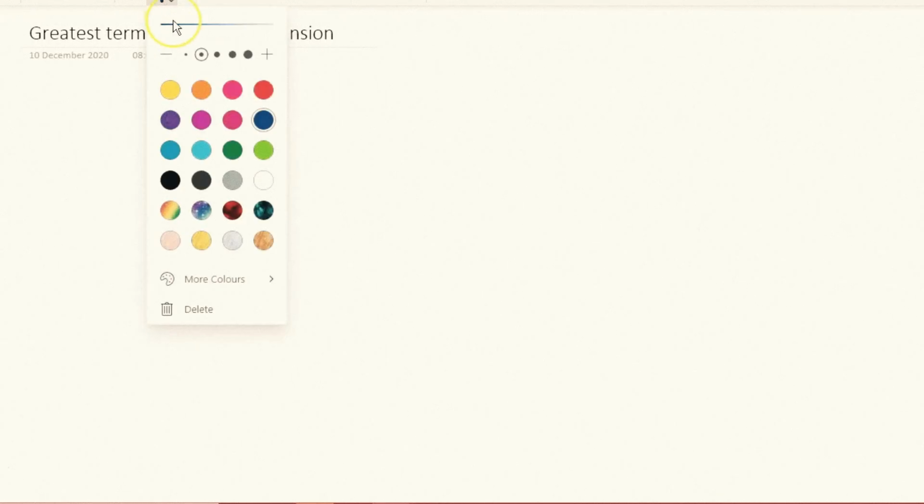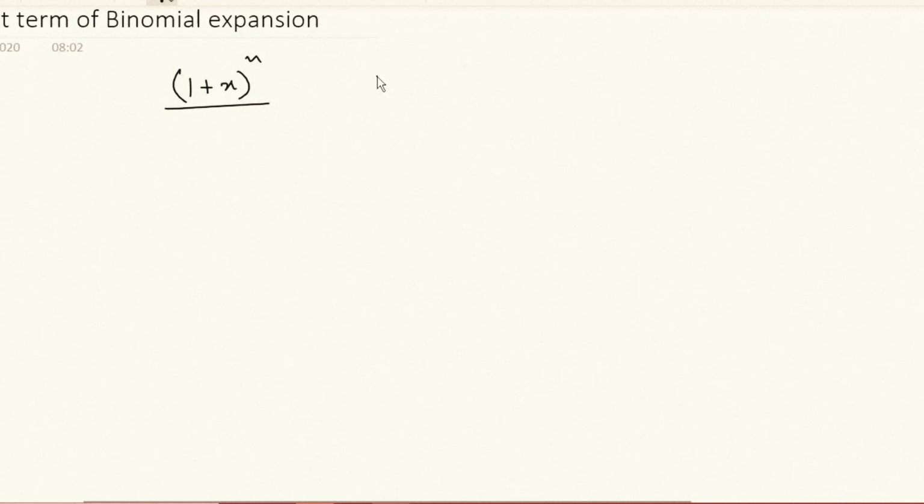To find the greatest term of a binomial expansion, we always express the given binomial expansion, the binomial which we are going to expand, in the form (1 plus x) to the power n. Always you will express it in that form, (1 plus x) to the power n.